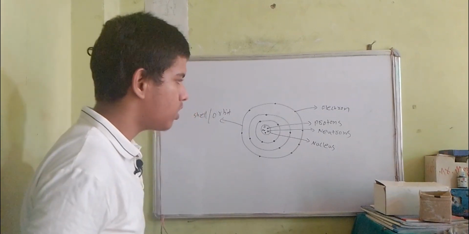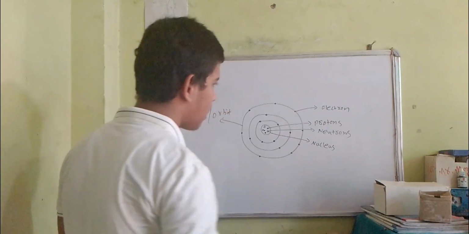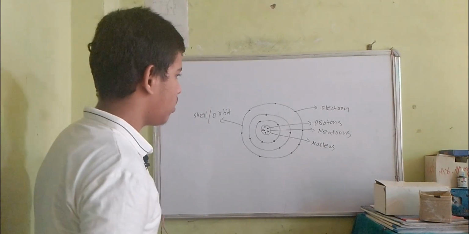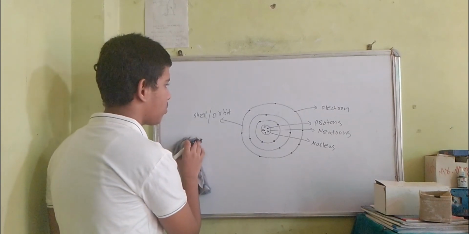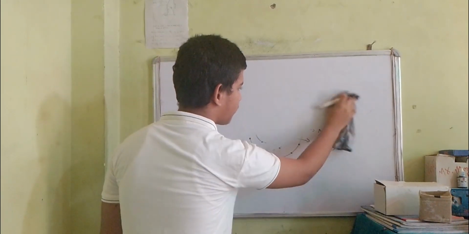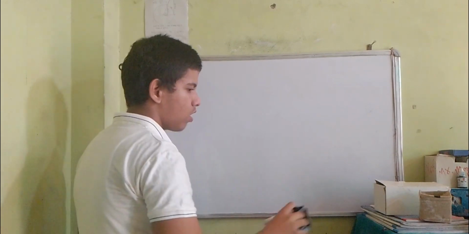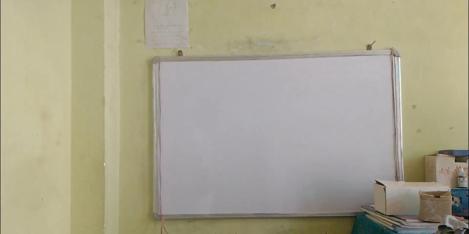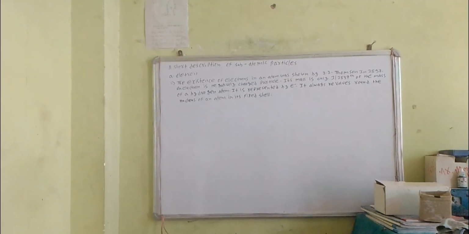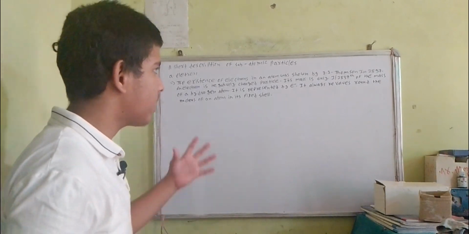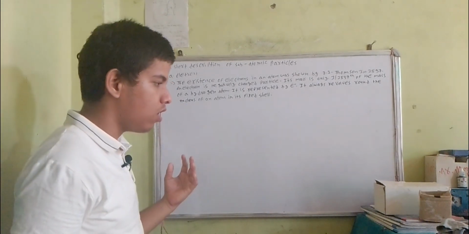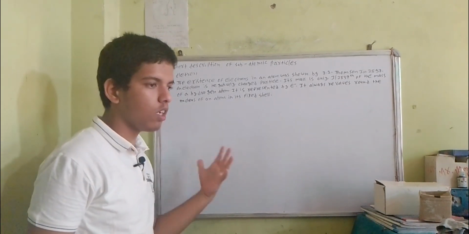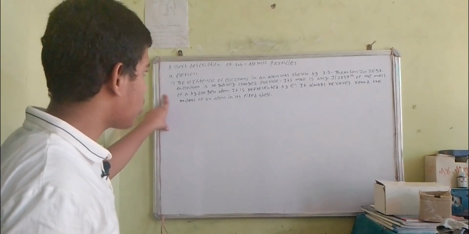You need to remember these basic things. Now let's start our topic. Like I already told you, electrons, protons, and neutrons are subatomic particles. Let me erase this. This is the short description of subatomic particles. First, let's talk about the first subatomic particle, the electron.